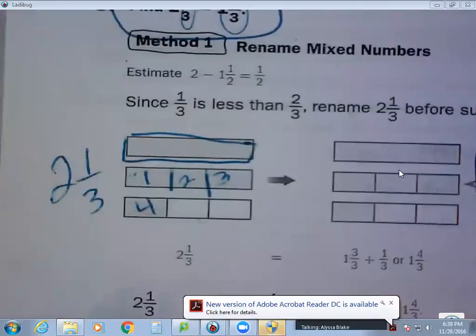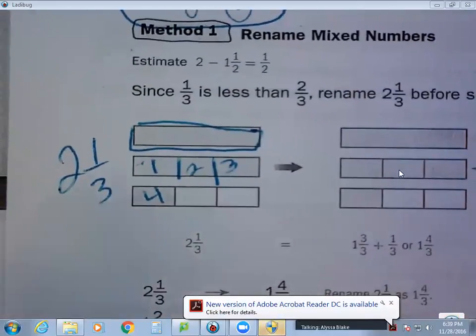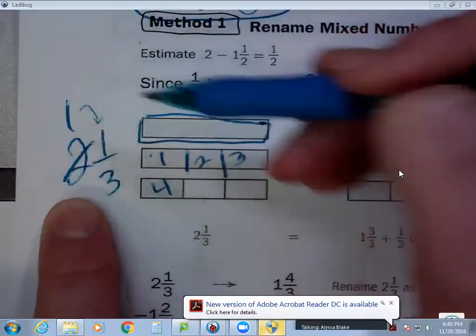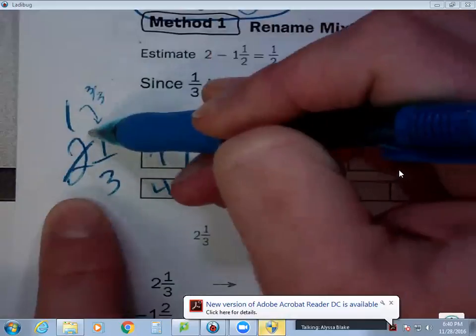It kind of reminds me of borrowing, like when we are subtracting numbers and we look next door and we borrow. This 2 becomes a 1 because we're taking away a whole, and that whole goes into here, and really, a whole is 3/3, right? And 3 plus 1 is 4, and that makes it 1 and 4 thirds.